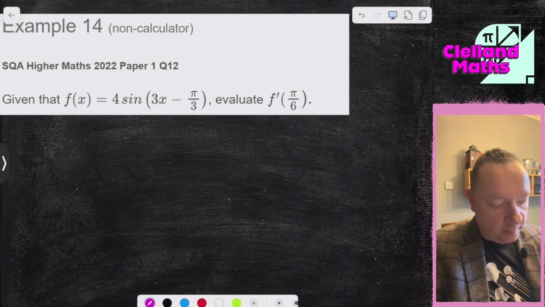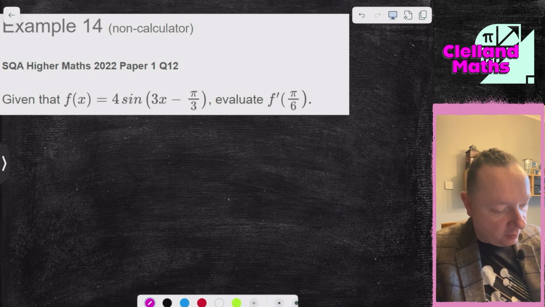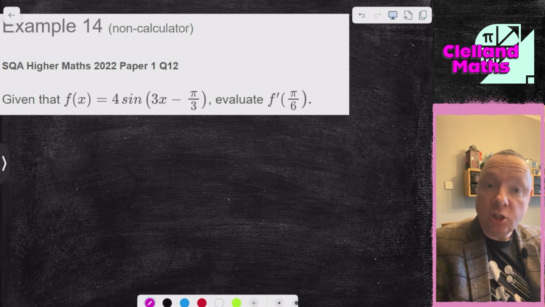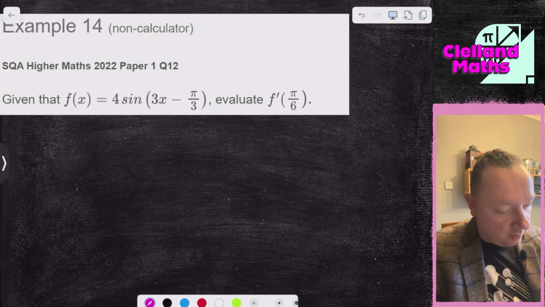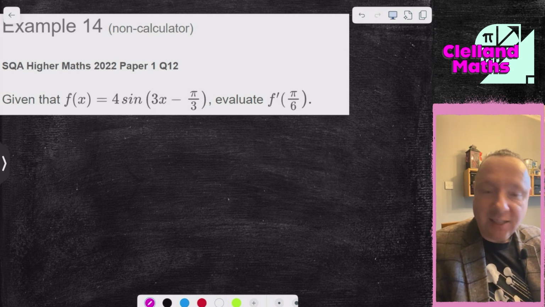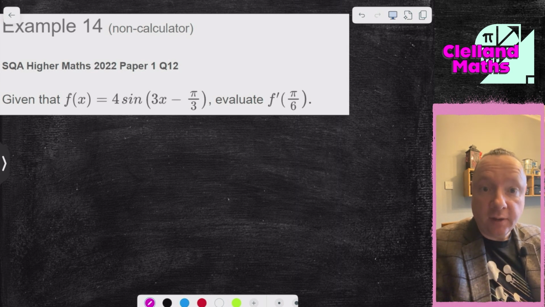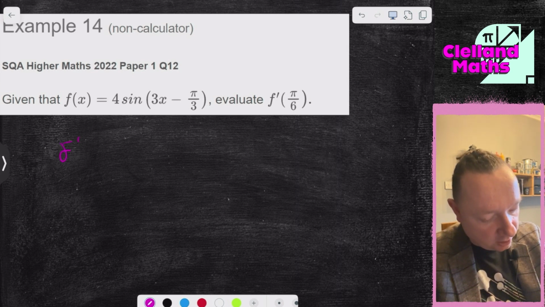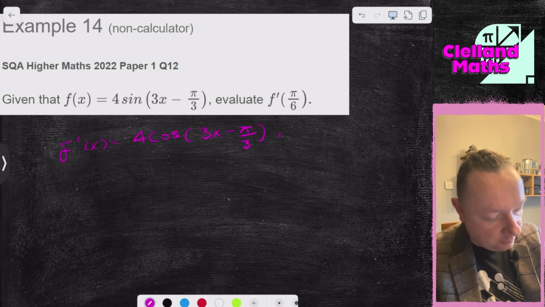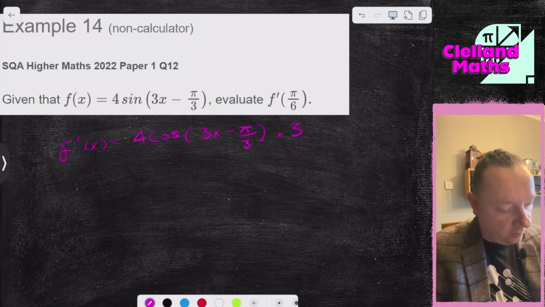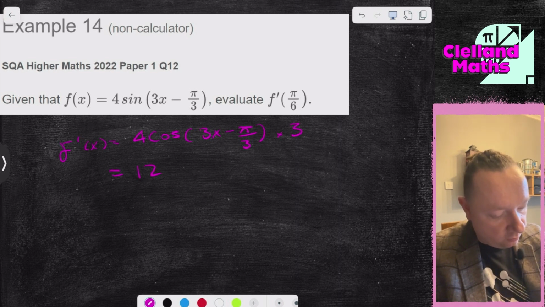SQA Higher Maths 2022, paper 1, question 12. Given that f of x equals 4 sine 3x minus pi over 3, find f dash pi over 6. This is a chain rule. Now, the chain rule at the start of the exam paper only gives sine ax and you put the a in front. It never mentions another bit. But that bit just gets ignored because you differentiate 3x minus pi over 3 and the pi over 3 disappears. So f dash x, sine goes to cos. So I've got 4 cos 3x minus pi over 3. Then I just times by the 3, the number in front of x. 3 4's is 12 cos 3x minus pi over 3.